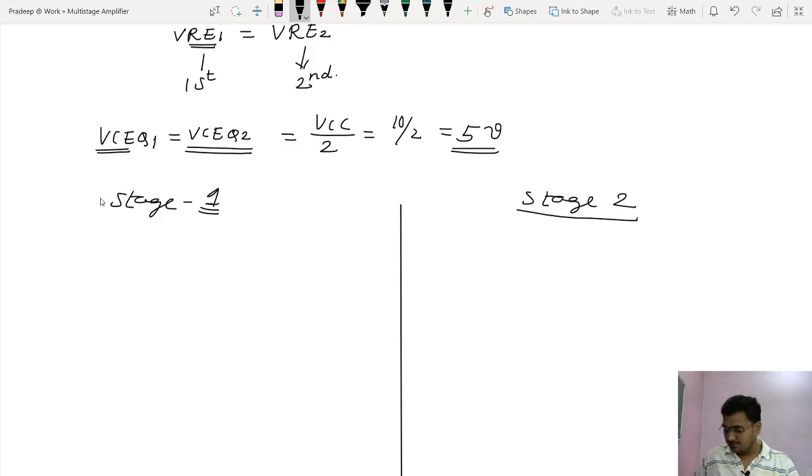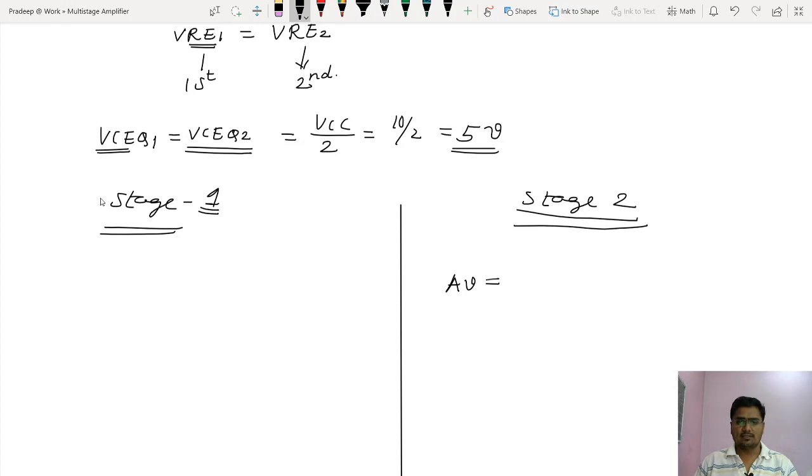Okay, let me check, there is an issue with this holding pad. So stage 1 is there on the left hand side and stage 2 is there on the right hand side. Now see, in case of the second stage, the equation for voltage gain is completely clear.